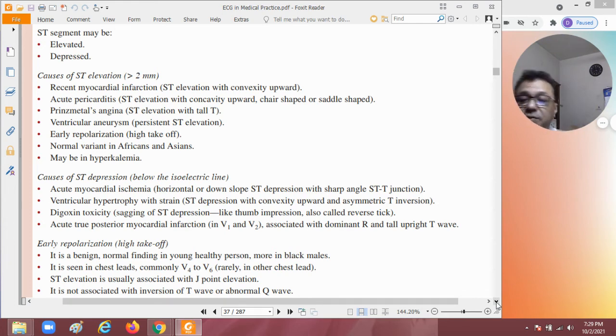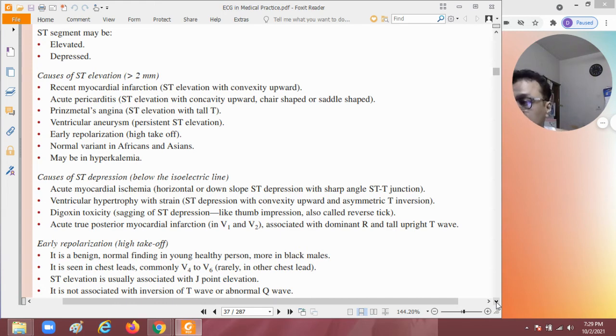Look at this true posterior myocardial infarction. It is an acute myocardial infarction, but there is ST depression. That is called mirror change. Mirror change is an abnormal finding. What is mirror change? The right side becomes the left side. If we put letters in front of a mirror, we get an upside down or reverse image. That means in MI we get ST elevation, and in the posterior leads, the mirror images, we get ST depression, associated with a dominant R wave and tall upright T wave.